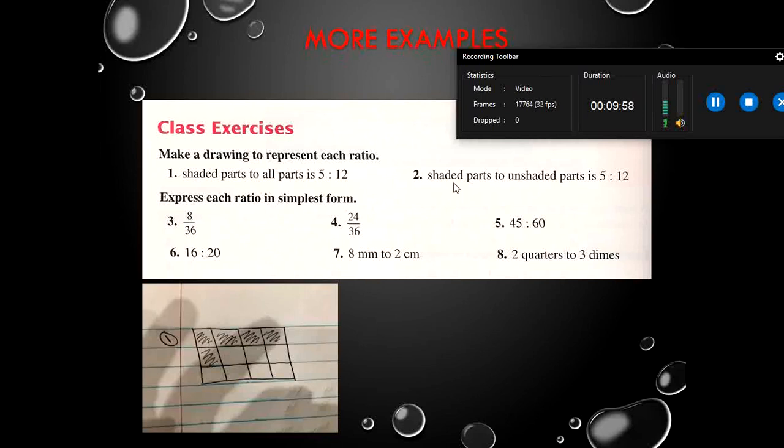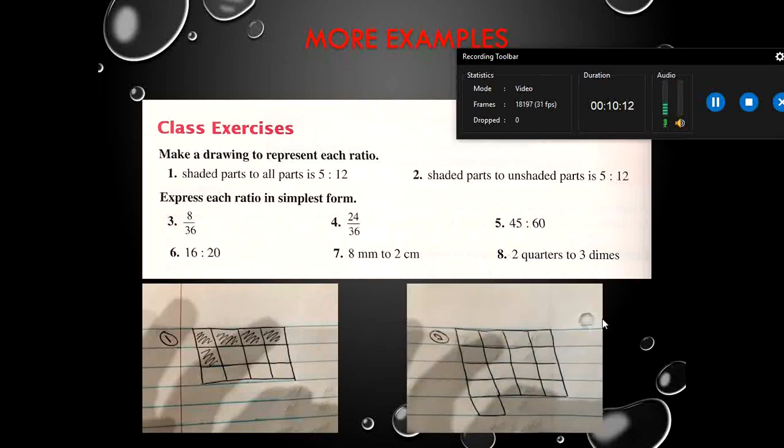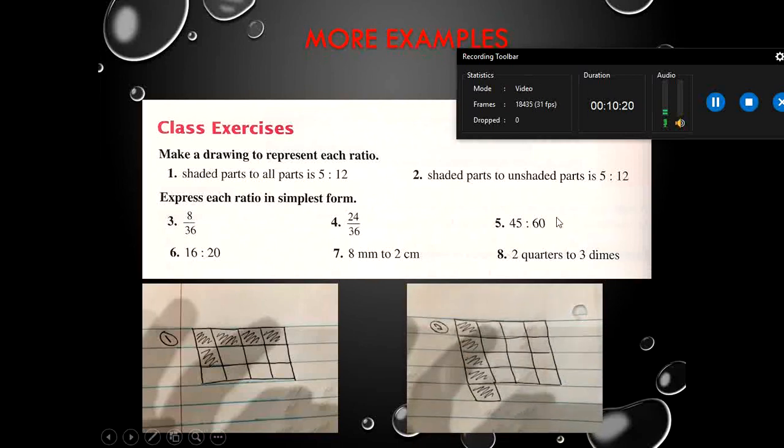In the second example, it says shaded parts to unshaded. That means I'm going to have two separate quantities. The grand total then is 5 plus 12, so there's 17 parts. When I draw my diagram, you can see I have 17 boxes. So shaded is listed first as well as 5. We're going to shade 5 boxes, and that should leave 12 unshaded. So you can see in my diagram, I've modeled 5 to 12.